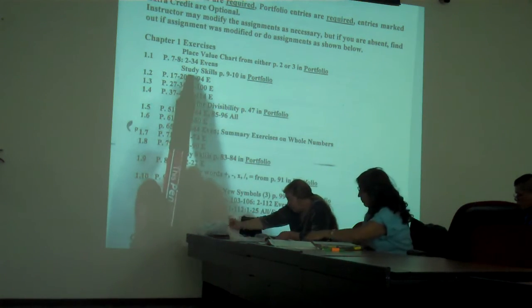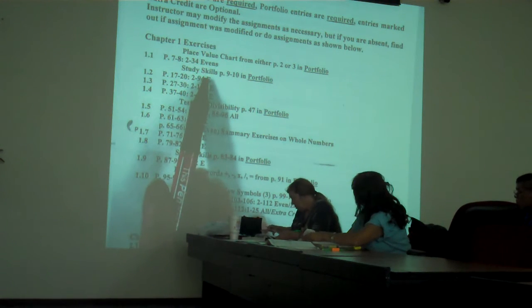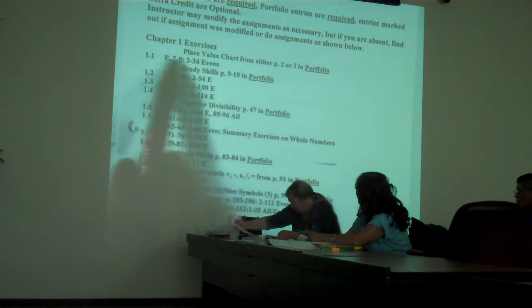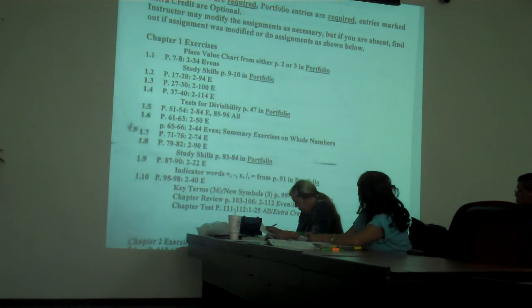Another thing you're going to have in your portfolio is the study skills, pages 9 and 10, which was about using your textbook. Other than that, you just have the evens on 1.1 and the evens on 1.2. If you don't get the portfolio part done, just make sure you have it done by test day.